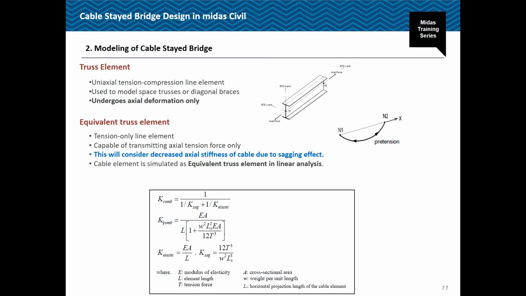So if we look at the bottom of our slide, we can see why the stiffness of a cable is different from the stiffness of a truss. So the stiffness of a cable is the result of a combination of the elastic sagging effect and the elastic stiffness of the truss. If you want to model cables, then equivalent truss elements or tension-only trusses are the ones to be used.